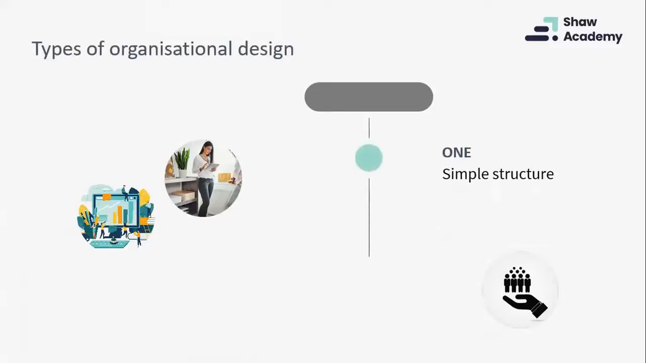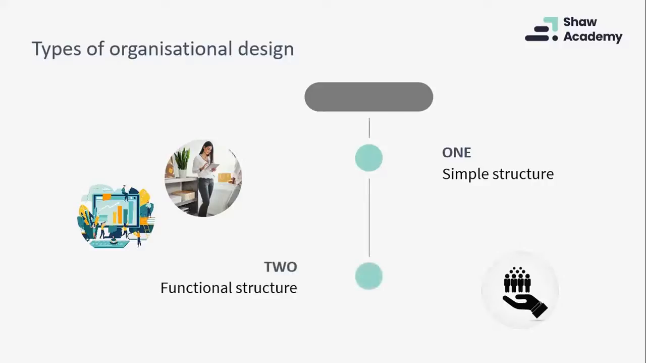According to Matrix, a simple structure is defined as a design with low departmentalization, wide span of control, and little formalization. This type of design is very common for small or startup businesses. For example, in a business with few employees, the owner tends to be the one manager and controls all of the functions of the business.